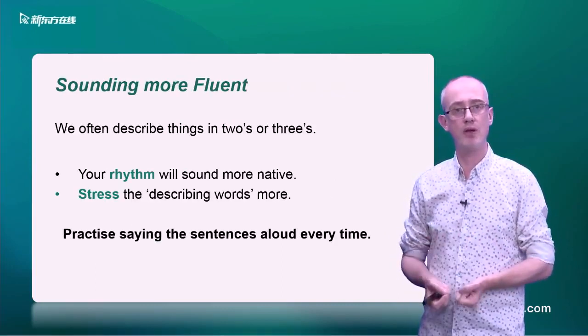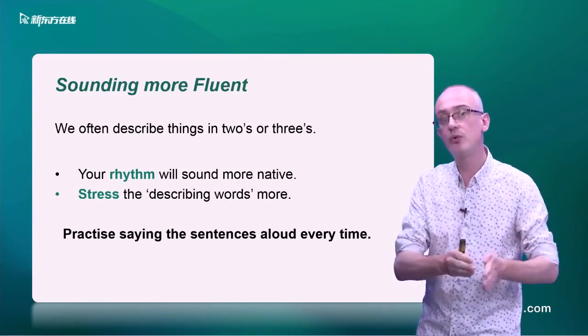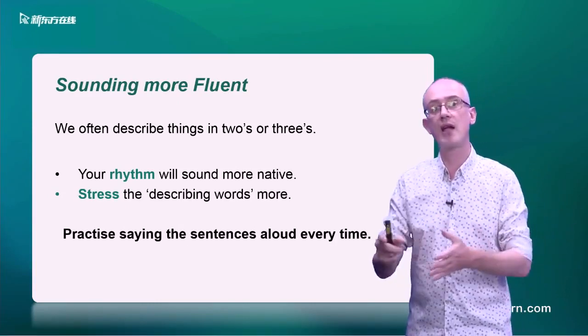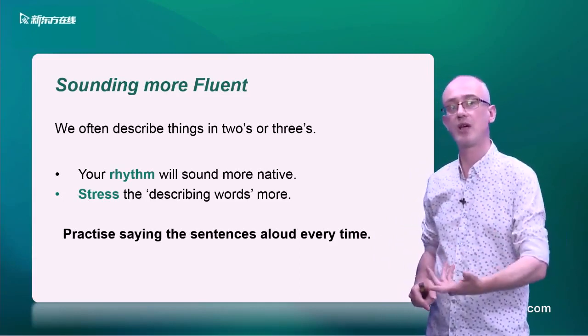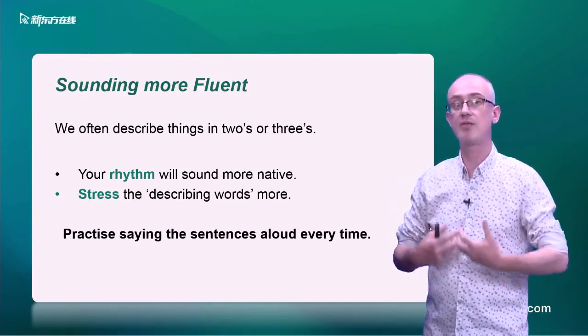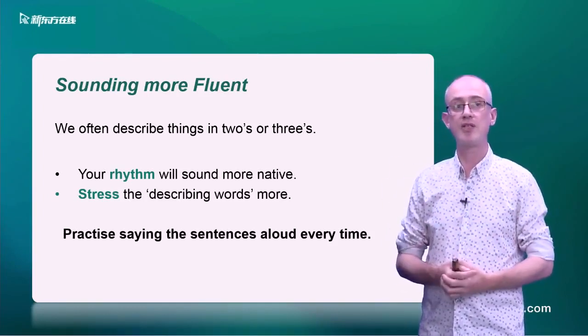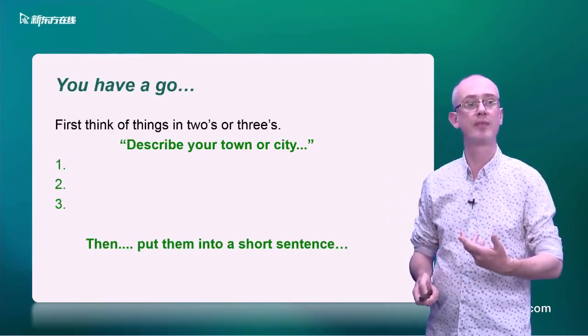Sounding more fluent. We often describe things in twos or threes. 2 or 3 adjectives. Native speakers. Your rhythm starts to sound more native. Stressing the describing words, the adjectives, more will make you sound more native. So practice saying the sentences aloud every time.